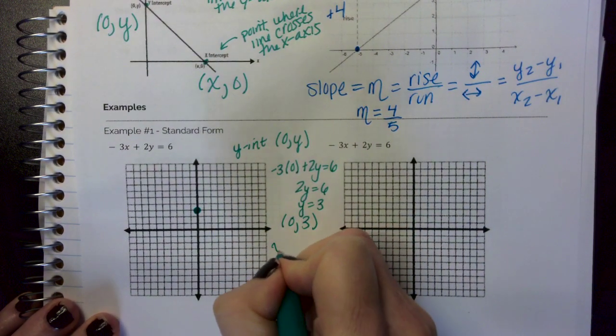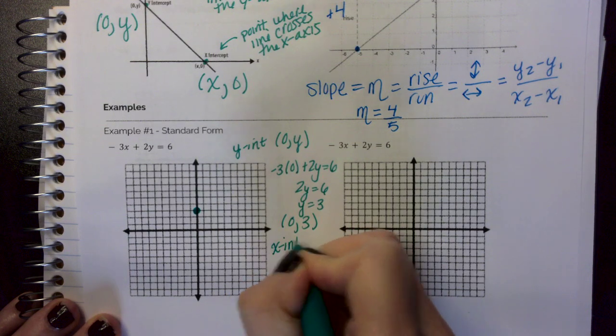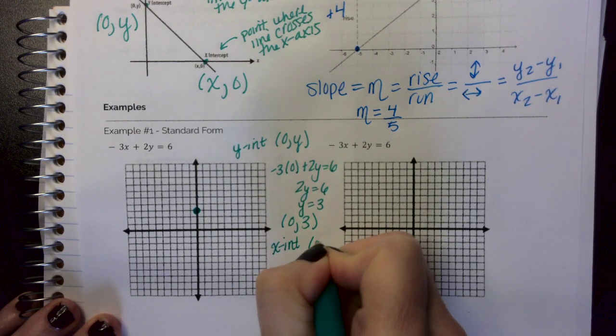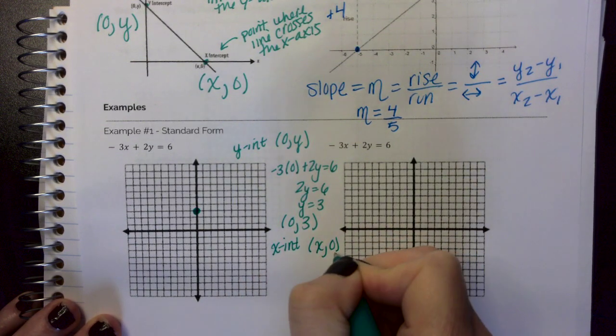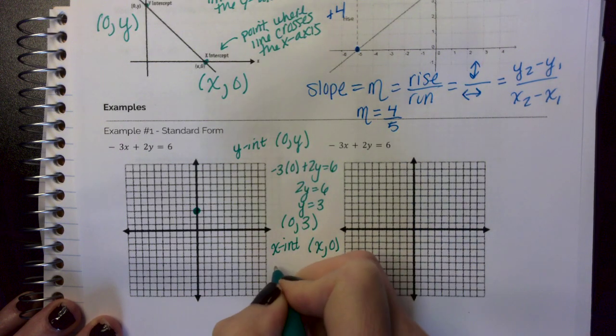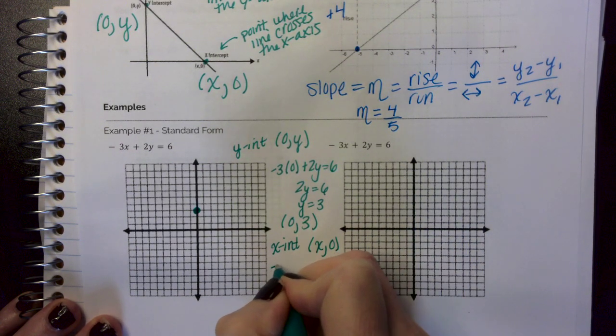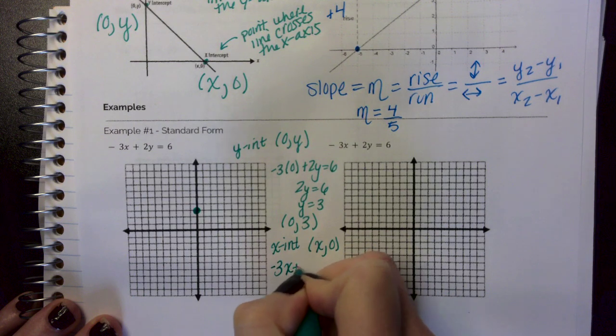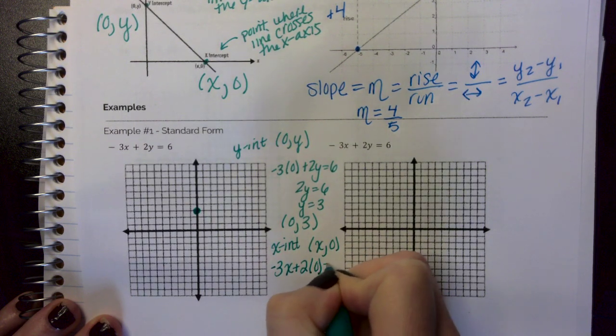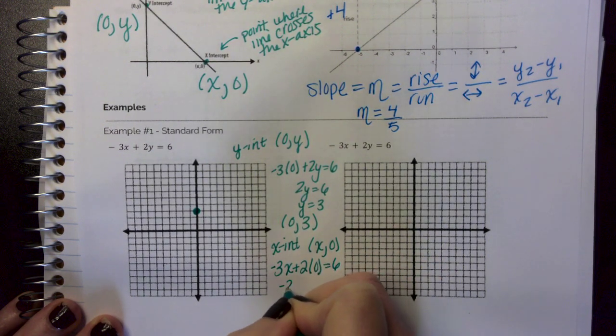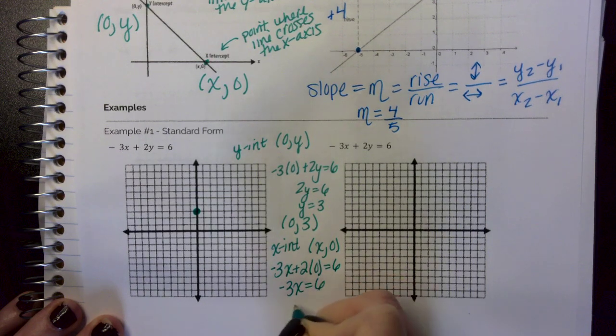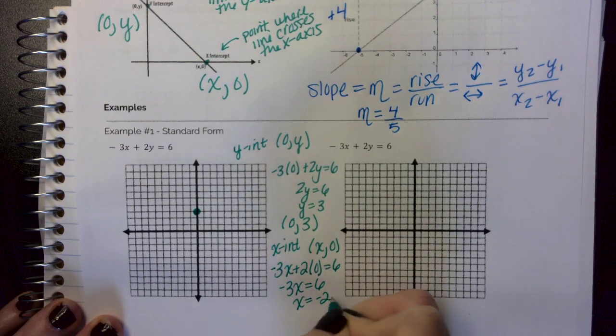And now the x-intercept, that is when y is 0. So we have -3x plus 2 times 0 equals 6. -3x equals 6. x equals -2.